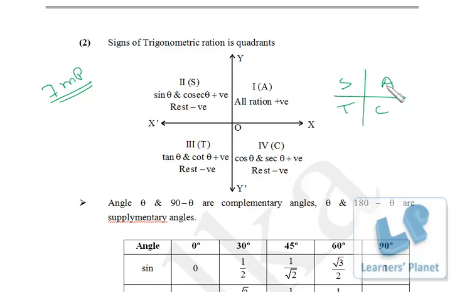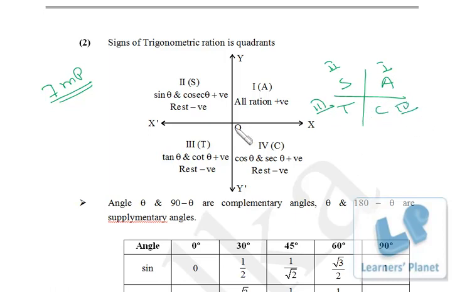You just make a small sentence: all sugar, tea, coffee. All sugar, tea, coffee. All plus, sine plus, tan plus, cos plus. If sine is positive, then cosec will be positive. If tan is positive, then cot will be positive. If cos is positive, then sec is positive. So all sugar, tea, coffee. Everything, all 6 trigonometric functions are positive over here. Only sine and cosec positive, tan and cot positive, cos and sec positive. So this is the first quadrant, second quadrant, third quadrant, and fourth quadrant, right?